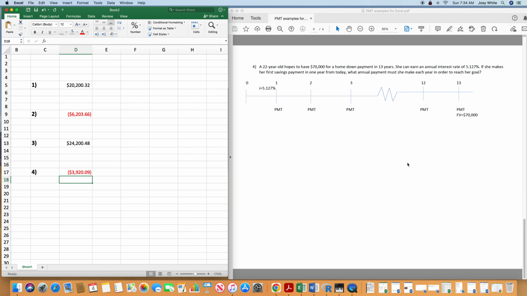In the next video, I'm going to talk about the NPER function, and I'll relate that to the rule of 72 like we saw in previous videos. All right, so that'll do it.